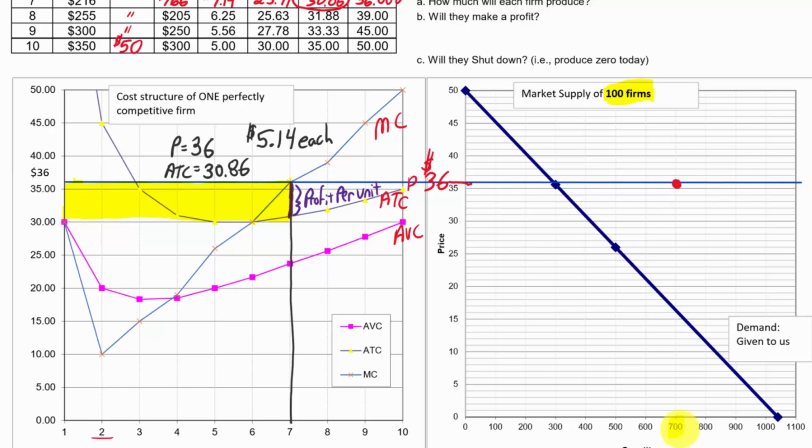So again, that logic is if one firm would produce 7 units at a price of 36, then the quantity supplied by 100 little firms must be about 700. And now we need to figure out, what does the rest of this supply curve look like if we have 100 little firms? And here's the way we do it. Remember that how a little firm determines how much to produce is they just keep producing as long as the price is greater than or equal to the marginal cost.